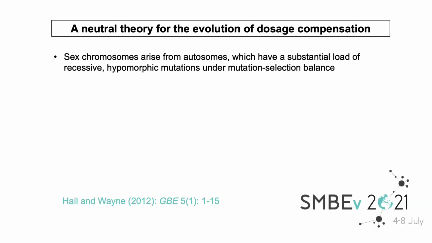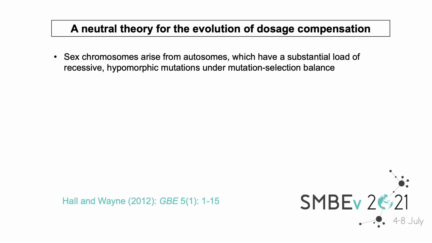I began to wonder what a neutral theory for the evolution of dosage compensation might look like. I worked with David Hall, and we started from the simple point that sex chromosomes arise from autosomes, which have a substantial load of recessive hypomorphic mutations given mutation selection balance.